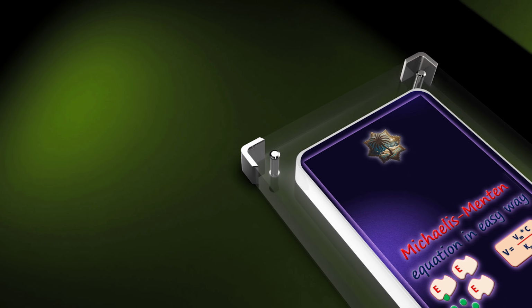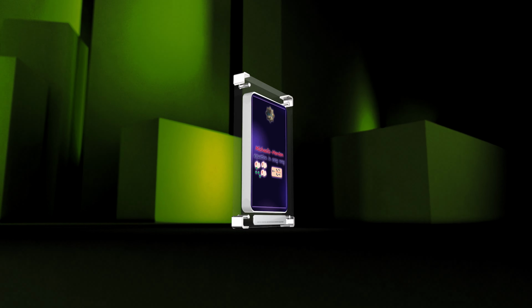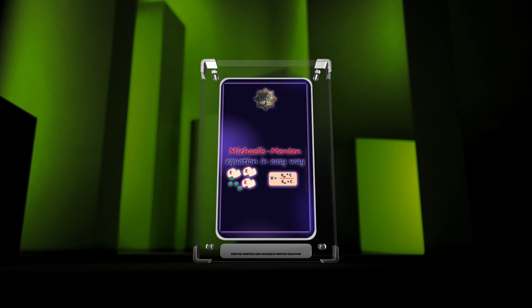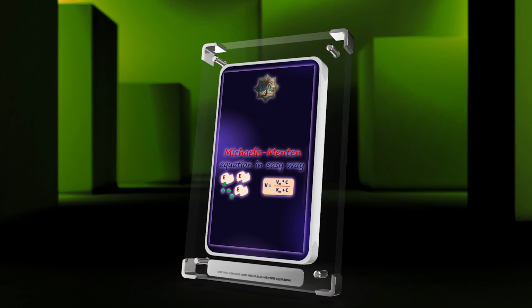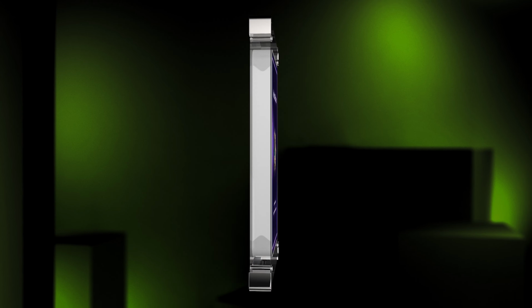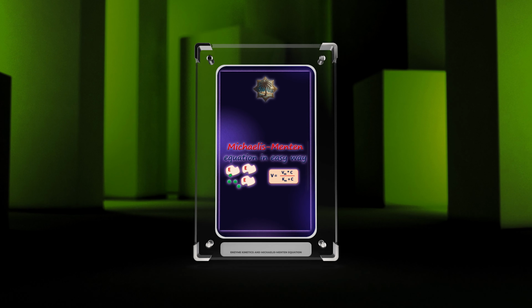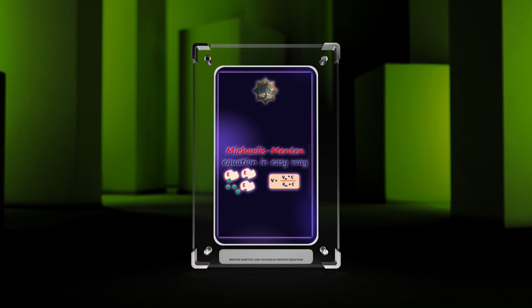Welcome to the lecture on enzyme kinetics and the Michaelis Menten equation. We will explore enzyme-substrate interactions, factors affecting reaction rates, mathematical equations, and graphical representations. We will also discuss enzyme inhibitors, allosteric regulation, drug development, advanced concepts, and key takeaways.